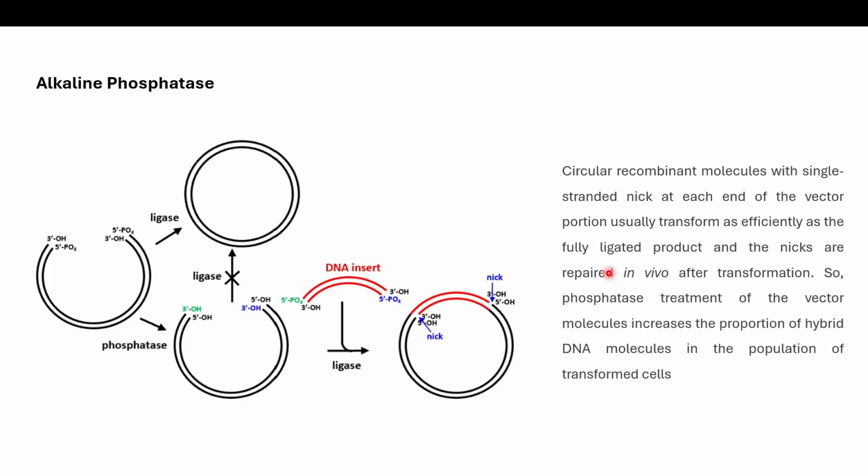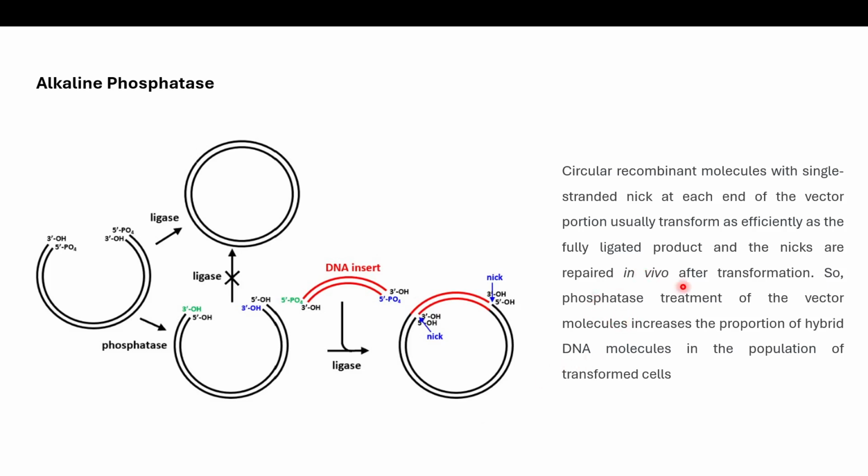But what usually happens when you transform this vector with nicks present on both strands is that, once it goes inside the cell, the cellular machinery acts on it. We read about transformation, right? Putting a foreign circular plasmid into, say, a bacterial cell or E. coli.